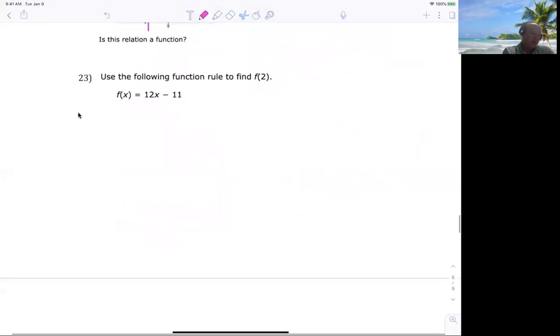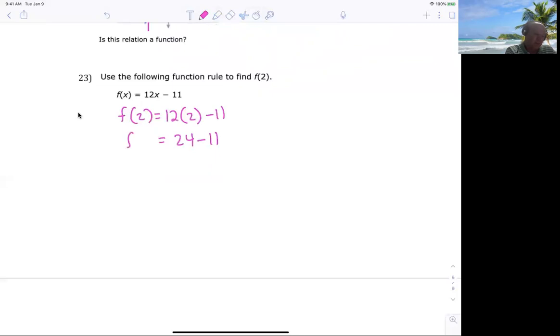Okay, finding f of 2. To find f of 2, we just plug 2 in. So 12 times 2 minus 11. 24 minus 11. So f of 2 is equal to 13. Anytime you're using functional notation, you're just plugging 2 into the x value.